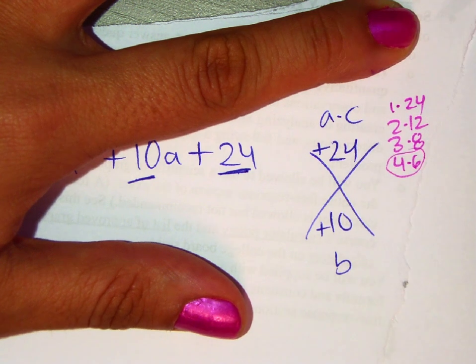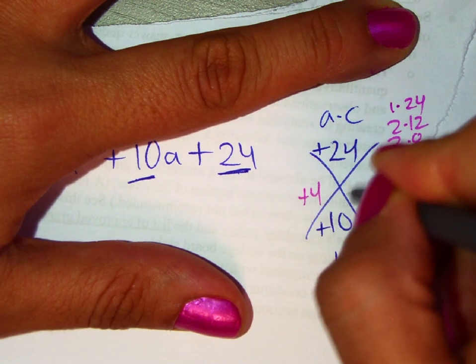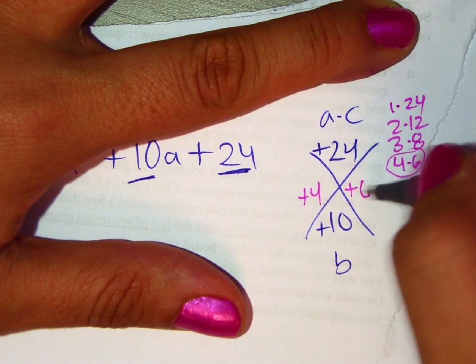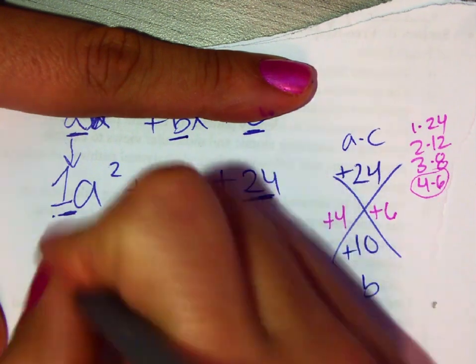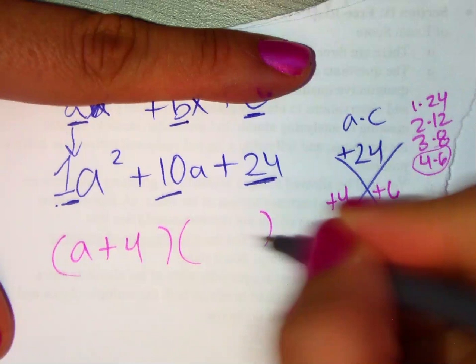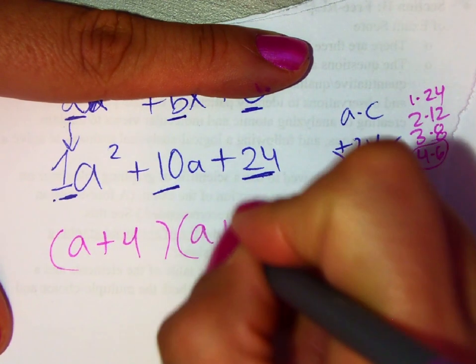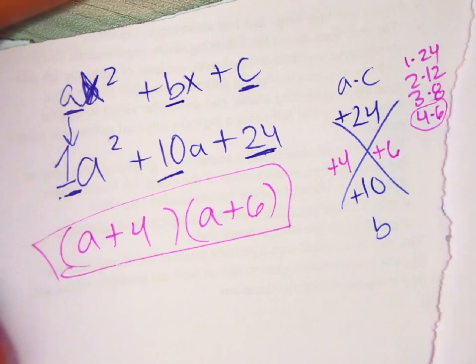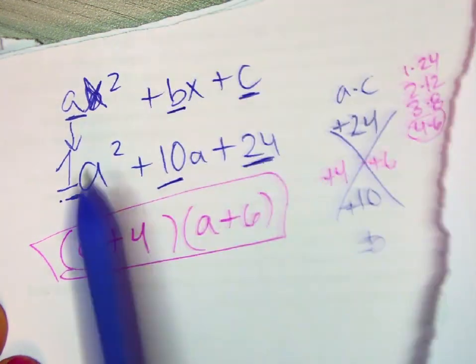4 and 6 give you that 10 if they're both positive. So this works out. 4 times 6 is 24. 4 plus 6 is 10. All right, so just like that, your answers are A plus 4, and the other one's A plus 6. And then these are the factors. Again, this only works when your coefficient is a 1. Let's try now with some negatives.